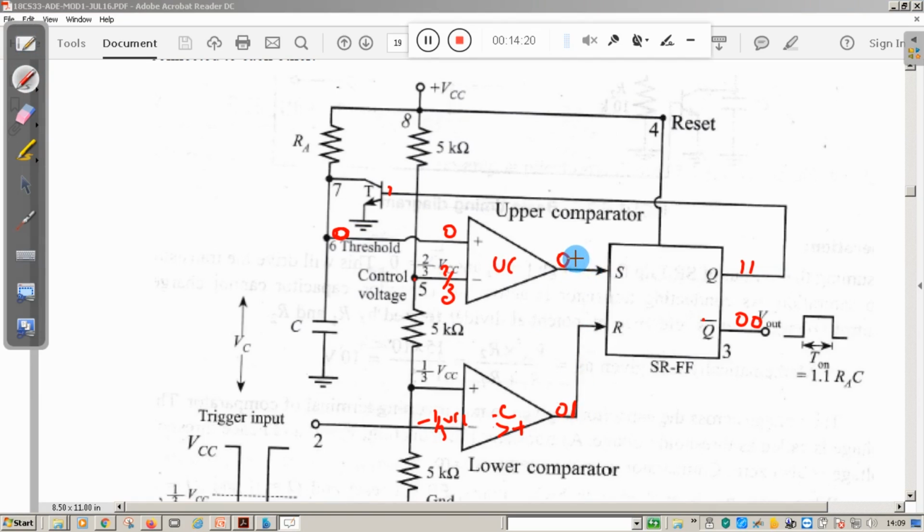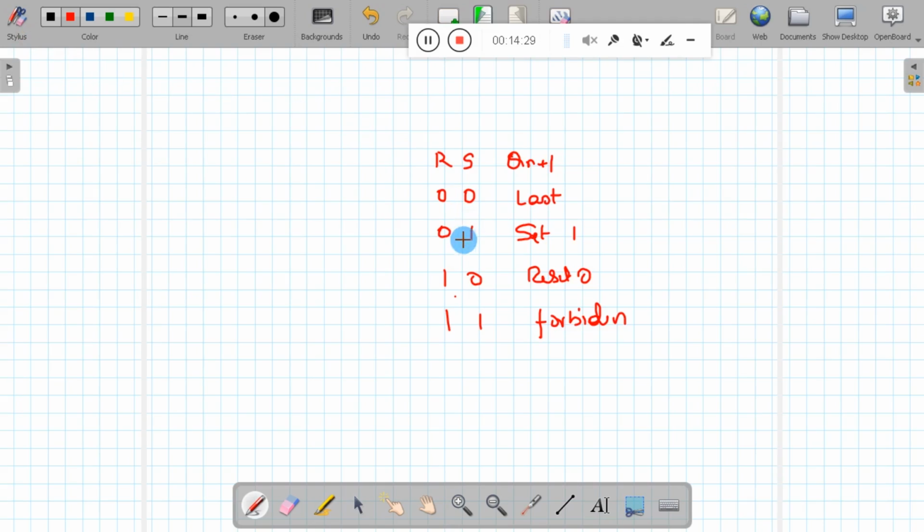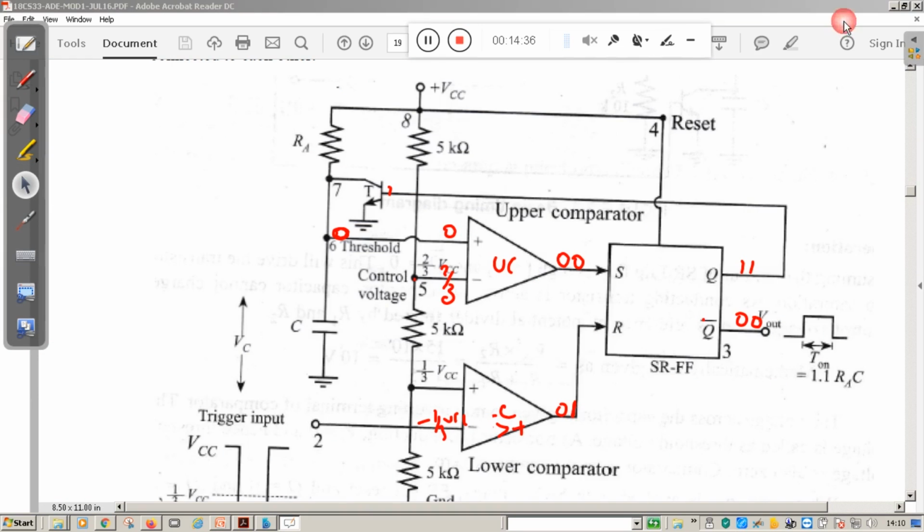And here the output is anyway 0. So this time reset is 1. Reset is 1 means, according to the truth table, that the output is 0. So here you will get output equal to 0, and then Q becomes 0 and our output, please remember, our output is Q bar. Q bar becomes 1. Our output becomes 1 and Q becomes 0.